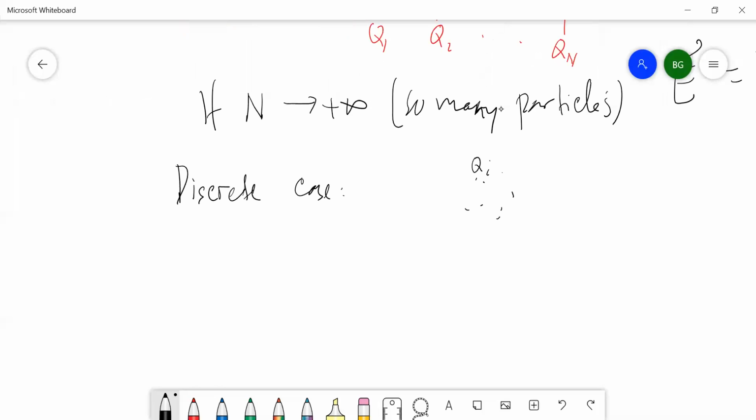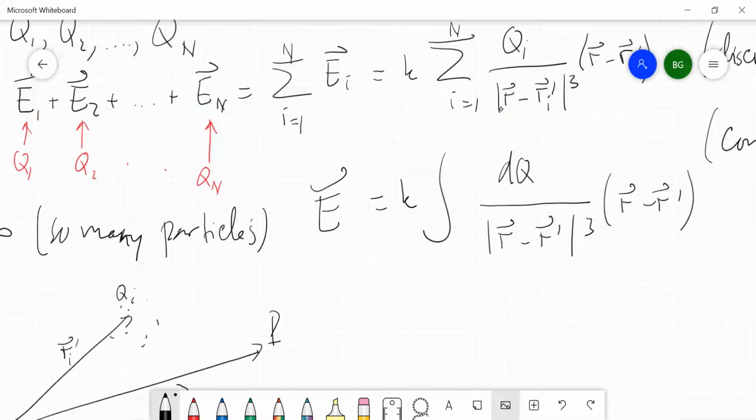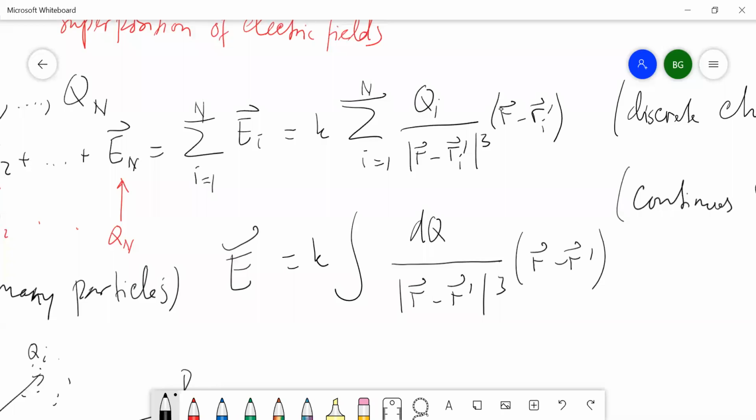You have Q1 or Qi, and this is the position prime. R, this is the origin, this is P. So this is the discrete case, the formulation like this.